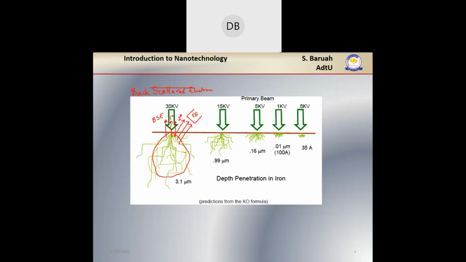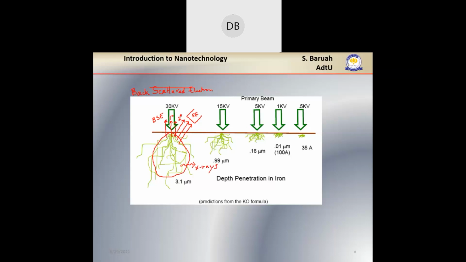There are many more signals that will come out because of this interaction, but I'll talk about them later. Since we already talked about elemental analysis with X-rays, I'll just mention here that there are some X-rays that are also released.